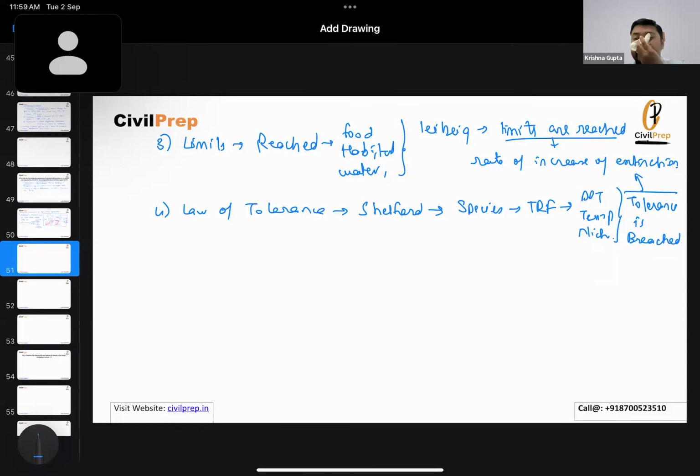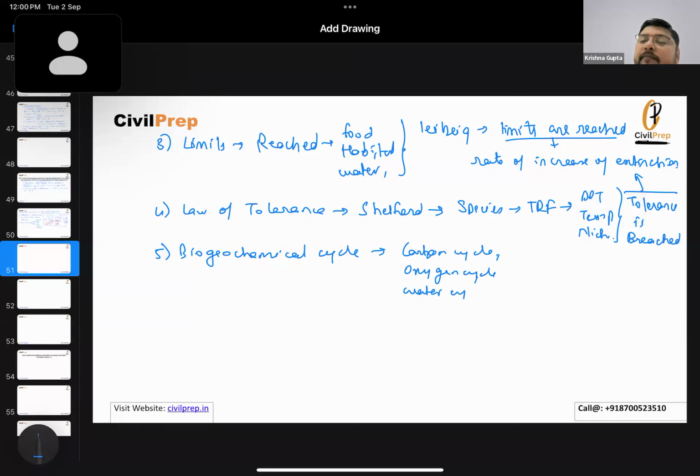Okay. Now, after this, we can also look at the biogeochemical cycle. Because of the destruction of forest, the carbon cycle, the oxygen cycle, then the water cycle, these are the few important cycles which are getting disturbed. Okay, oxygen we'll see is declining. Carbon is increasing in the atmosphere. The active carbon is increasing. The water cycle is becoming more extreme.